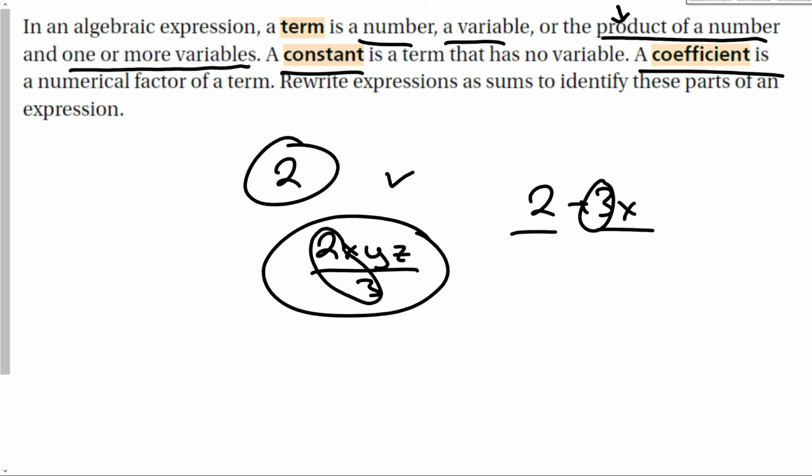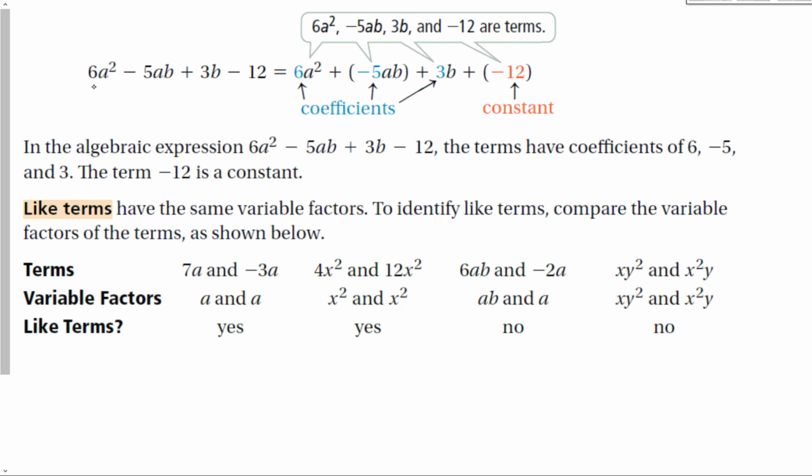Rewrite expressions as sums to identify this part of an expression. So let's look at our first expression right there. In the first one, 6a squared, the 6 is the coefficient. In the second part, the negative 5 is the coefficient. In the third one, the 3 is the coefficient. And the negative 12 is our constant term. All of these are my different terms. So this expression happens to have 4 terms. Those don't count as separate terms, they're all together, they're all one term.